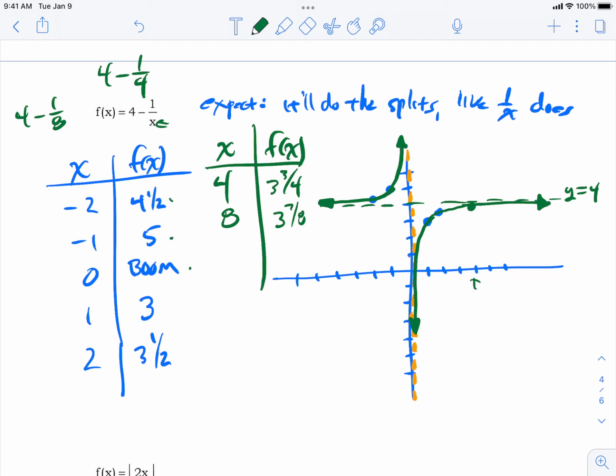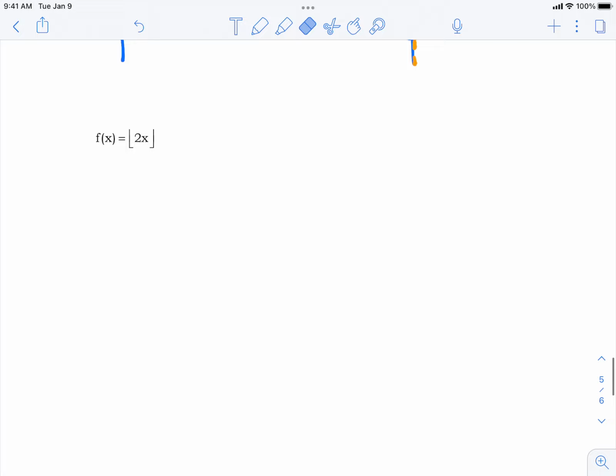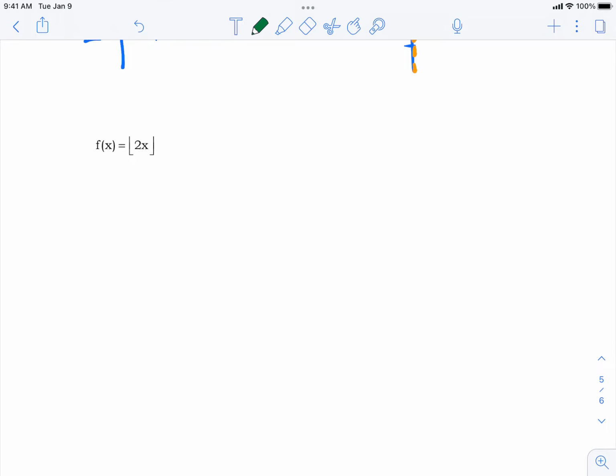So 1, 2, 3, 4, 5, 6, 7. I only plugged in 7 points. But because I knew a little bit about this 1 over x function, I was able to just do the whole graph, boom. And it's nice, it's accurate, it's a nice sketch. Hopefully you're starting to feel the power of having a few functions in your memory there. Put some functions in your memory, it makes the rest of your college algebra life easier.